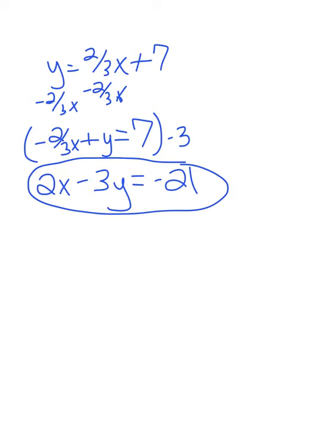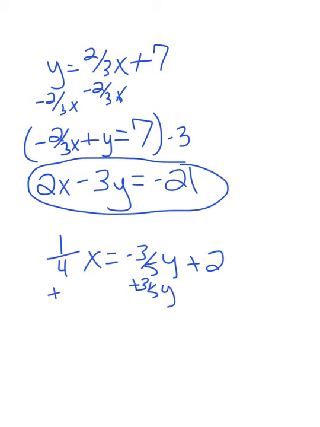Alright, so let's look at one more. So let's say I have 1/4 x equals negative 3/5 y plus 2. So I'm going to add my y term, so it's on the same side as the x. So that's going to give me 1/4 x plus 3/5 y equals 2. So I got the x and y on the same side, but I need to get rid of these fractions because those are not integers. So this time, since I have more than one fraction, I'm going to have to look at the two denominators that I have, which are 4 and 5, and decide what it is that I need to multiply by.